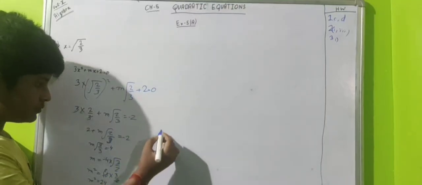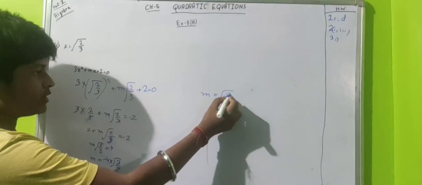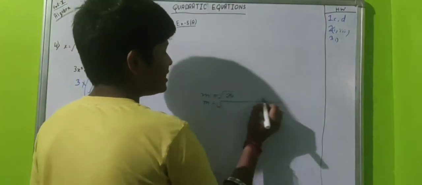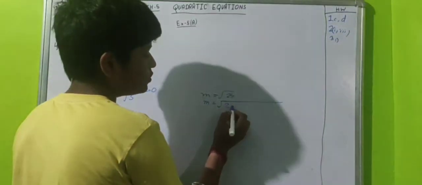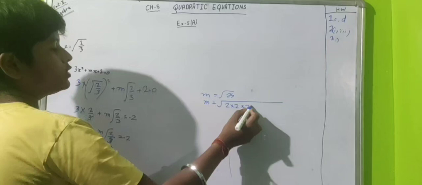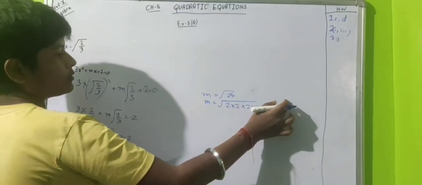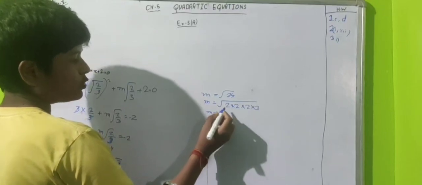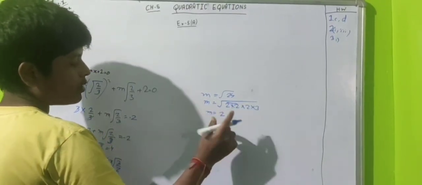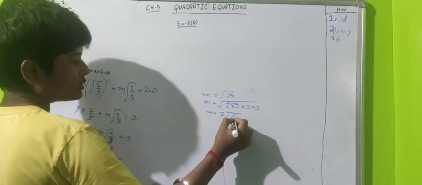So now come here, m is equal to under root 24. Now take the LCM of 24. It is 2 into 2, that's 4, into 2 into 3, that is 6, 12 into 24. So you can see here that 2s are a pair, so 2 will come out, and inside will remain 6.